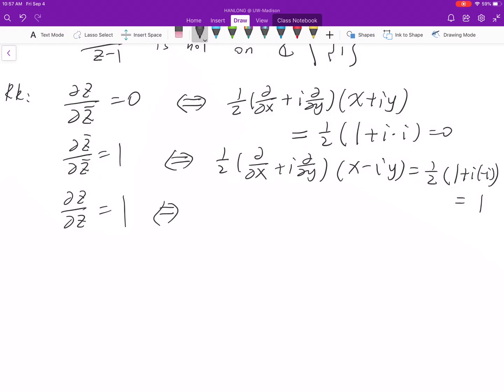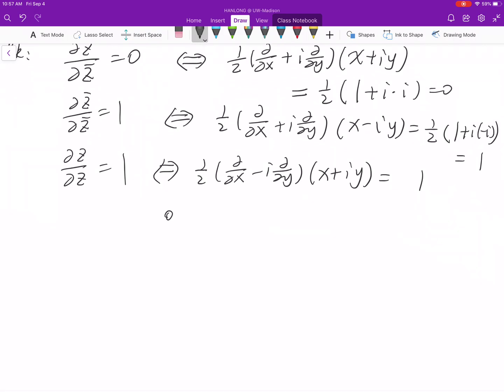And the last one, you can either compute from the definition or use the relation with complex conjugation. So partial z bar equals the complex conjugation of partial z. So it's 1.